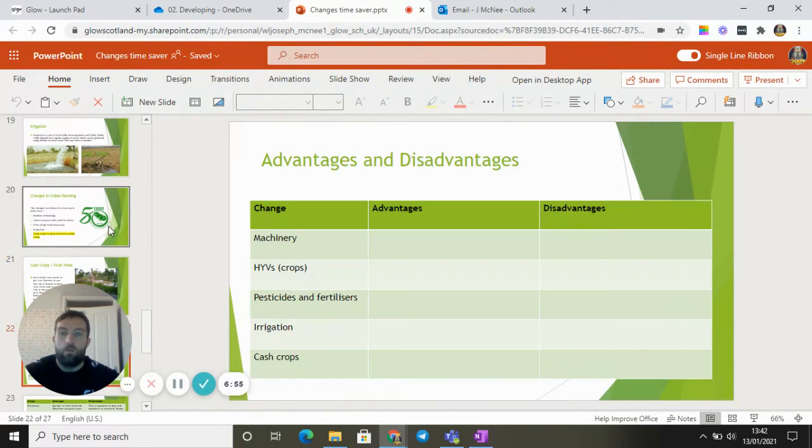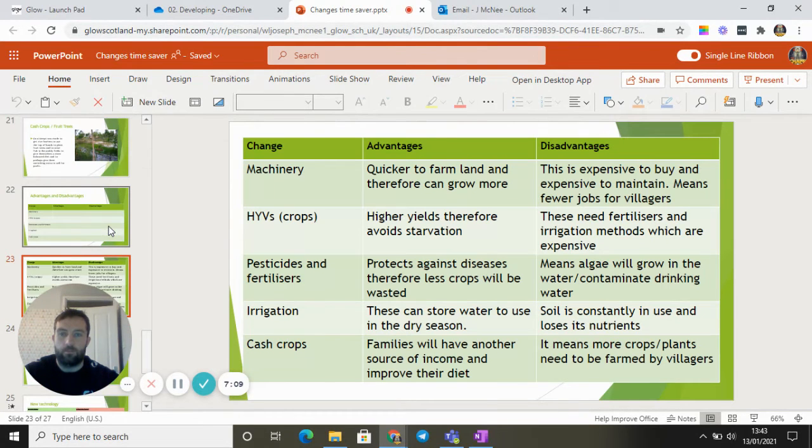So, moving on, you have a table like this in your OneNote that I want you to complete following the slides. So, talk about the advantages and disadvantages of each. So, machinery makes it quicker to farm land and therefore you can grow more food. It's expensive to buy the machinery though, so it's quite difficult in terms of some farmers will not be able to afford it, particularly if it breaks down, it's very expensive to fix.